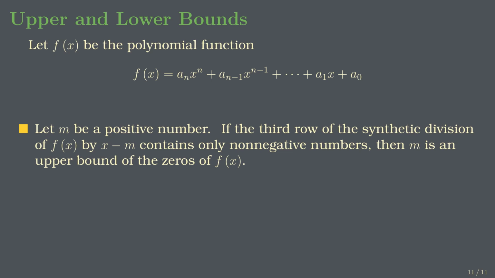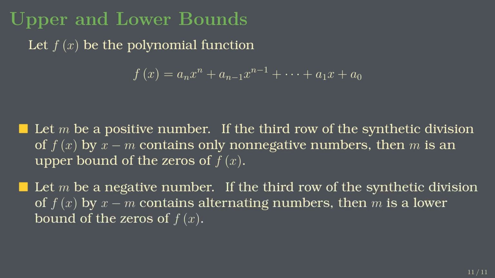That is not very difficult, and if you pause the video for a little while and take a look back at the case where we showed that a non-negative coefficient polynomial has 0 as the upper bound, then you can easily see that this assertion holds. And similarly, if m is a negative number, and the third row of the synthetic division of f of x by x minus m contains alternating numbers, then m is a lower bound of the zeros of f of x.